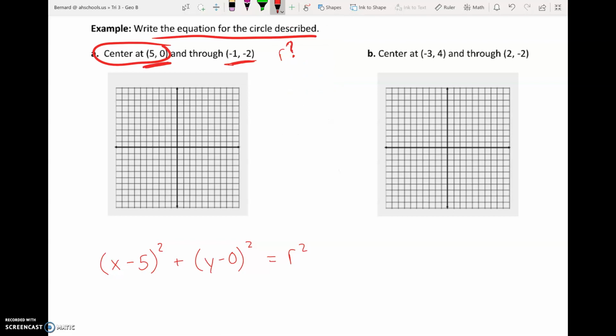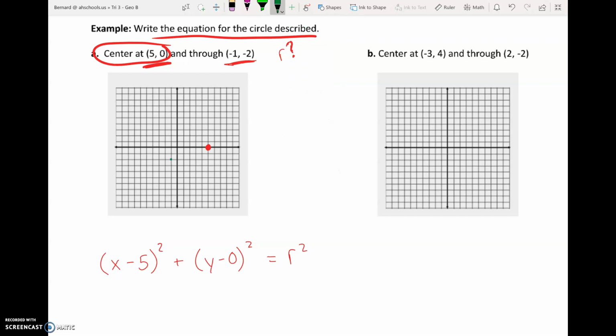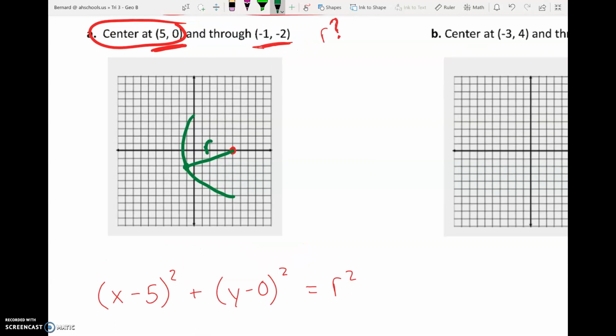Let's use our graph and let's put a dot at our center. 5, 0 is just 5 units to the right, no units up or down. So 1, 2, 3, 4, 5. That's our center. Now I'm also going to put a dot at -1, -2. So left 1, down 2. So that point is on the edge of the circle, which means in general, our circle is going to look something like this, right? But we don't know what r is, and so we can't just write the equation yet. But what we do know is if we connect these dots, however far that is, that's going to be what r is. So how can we figure that out? Well, Pythagorean theorem.